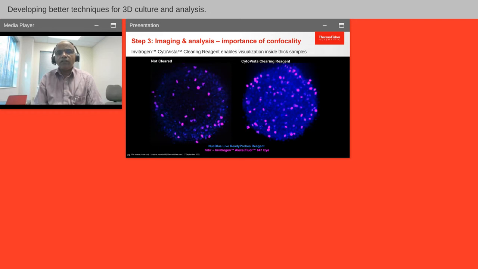So this is basically diffusing into the sample and matching the refractive index. So there is more penetration of light and then more resolution into the spheroid sample. As you can see here, after clearing with Cytovista clearing reagent, you can see more cells, and you can also quantitate more cells within the spheroid.